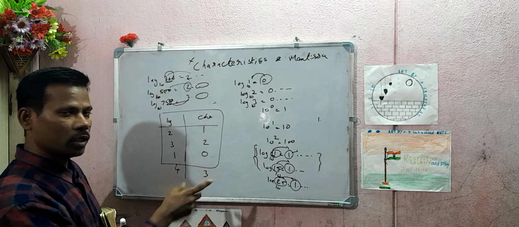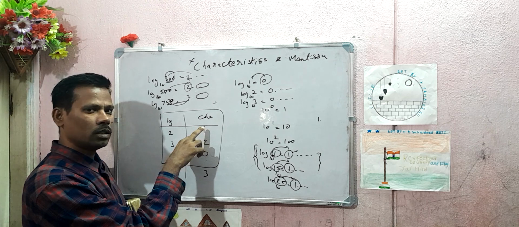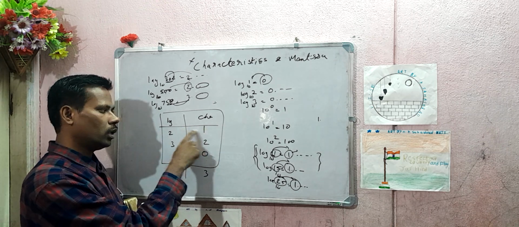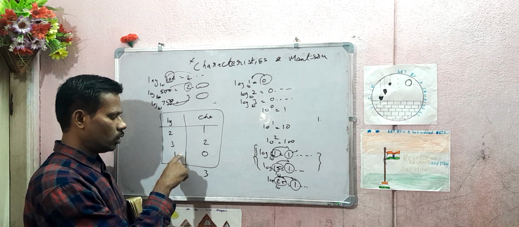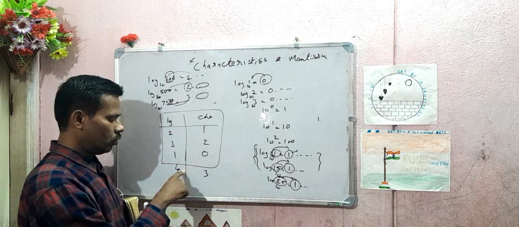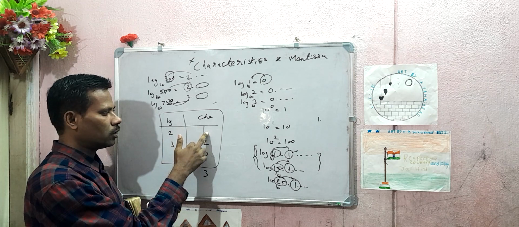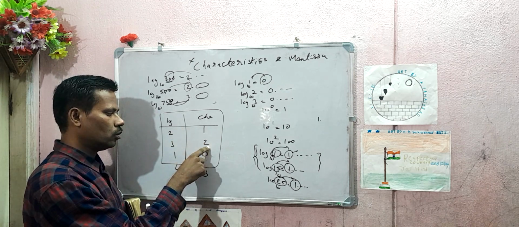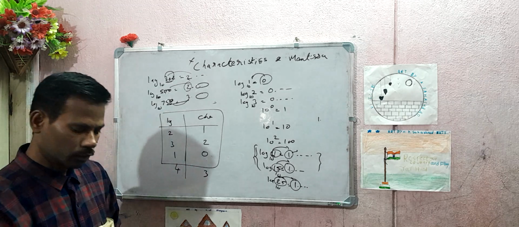So either way you should remember: if the number contains 2 digits, the characteristic is 1. You see here, 1 is reduced each time: 3 digits, 2; 2 digits, 1; 1 digit, 0; 4 digits, 3. Next, come back to this: if the characteristic is 1, the number of digits is 2; if it is 0, the number of digits is 1, like that.